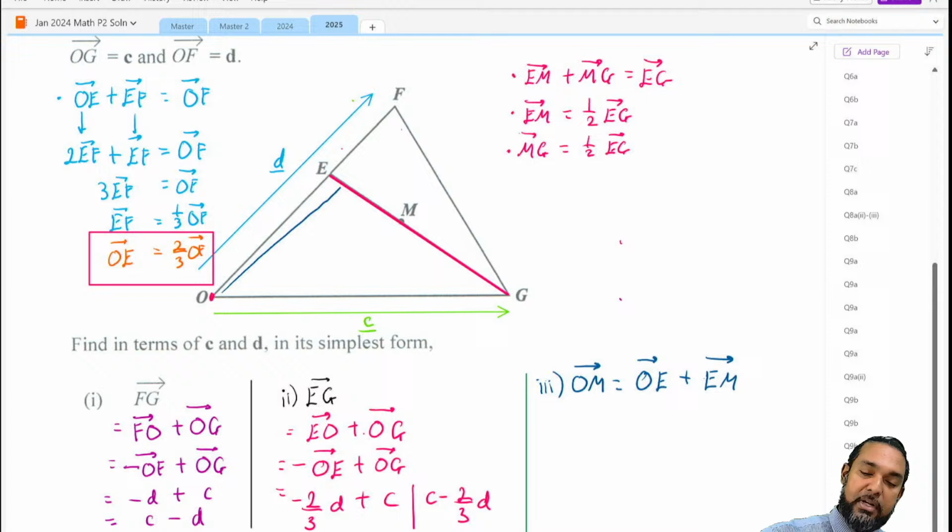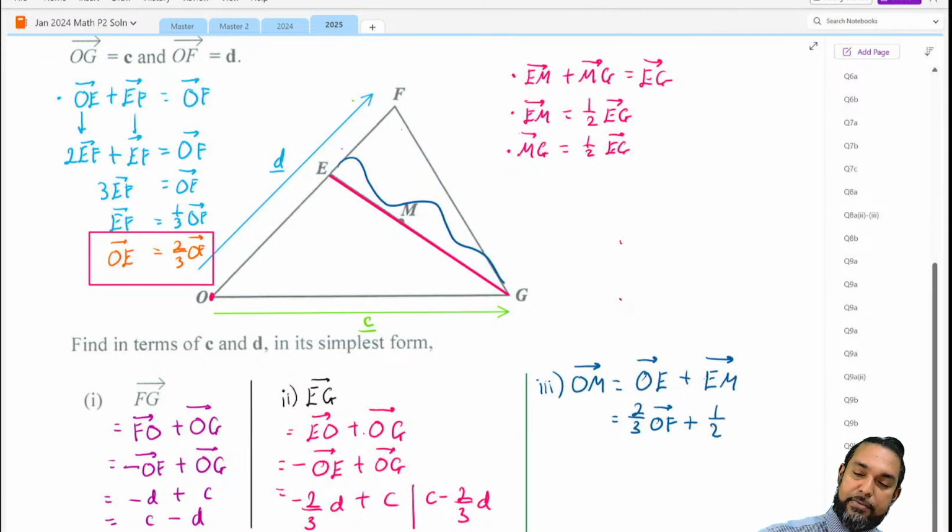Now, OE lies on the larger line, OF. And OE, as you can see in the orange here, is 2/3 of OF. So that's 2/3 of OF. And then EM lies on the larger line, EG, and EM is a half of EG. And we found EG here. So 2/3 OF is simply 2/3 of D, because OF is D.